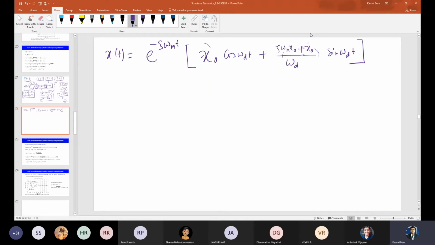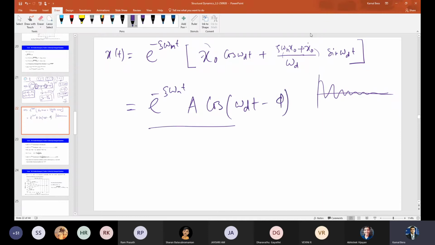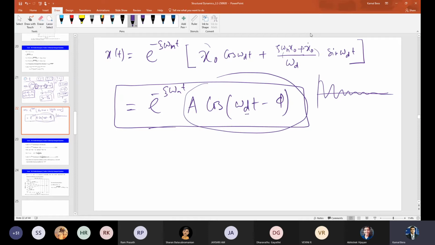In our normal system, it will be just an exponentially decaying motion. I'll show it in the slides also. This expression can again be written in this format: some amplitude A into cosine of omega d t minus phi. As we wrote last time, it was A cos of omega n t minus phi, and here it is omega d instead. Similarly, you can find the amplitude A and phase angle phi in exactly a similar fashion. I will leave this exercise to you.